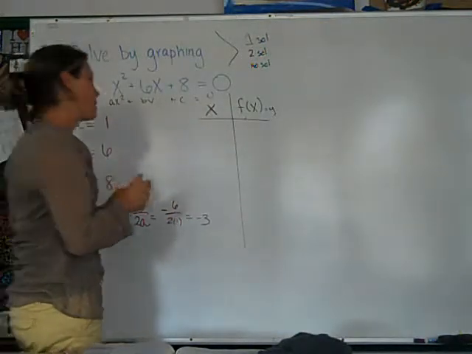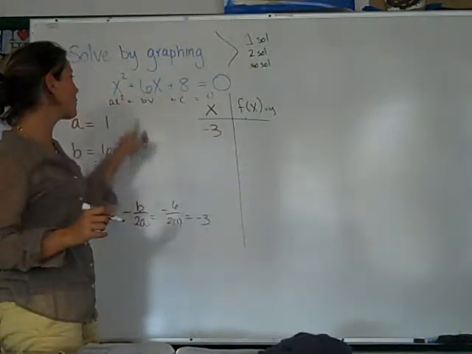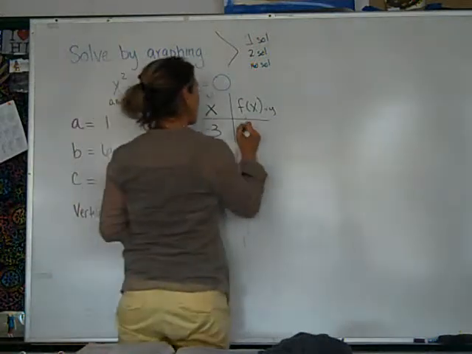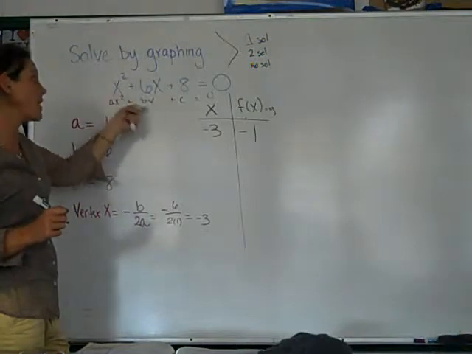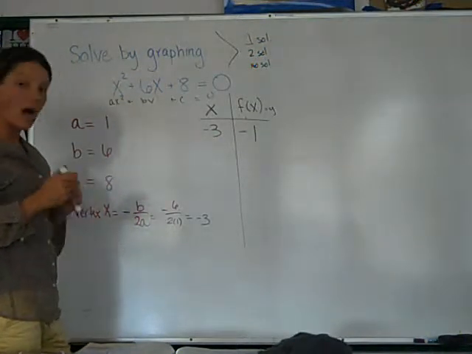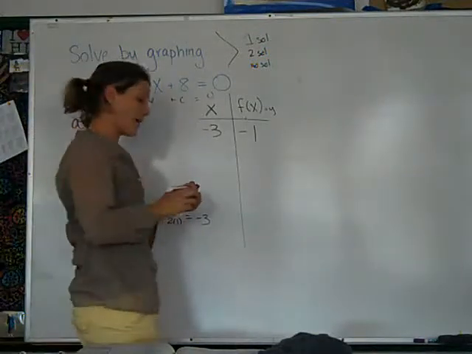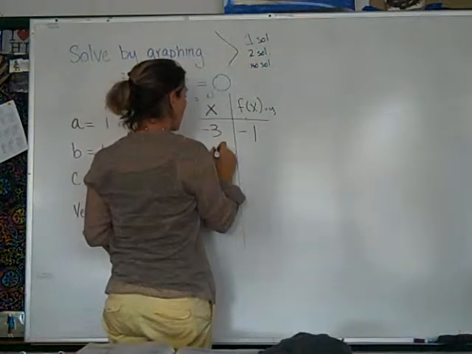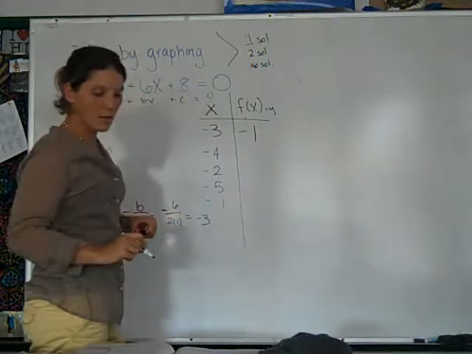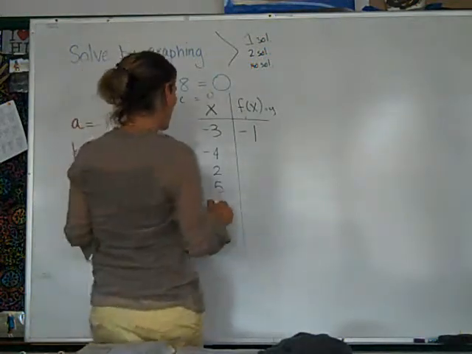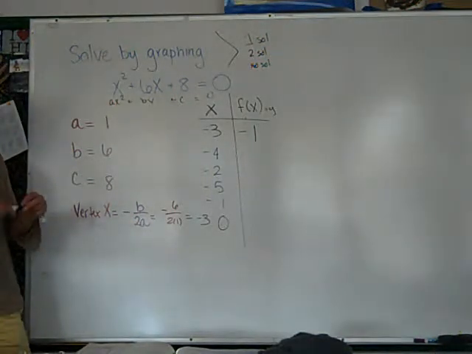I can plug that value now into my table to start generating values for y. If I plug negative 3 back into my equation, I'll end up with negative 1. Negative 3 squared is 9, 9 plus negative 18 is negative 9, plus 8 is negative 1. I know it goes up symmetrically from that, so I'm going to start choosing values on either side of that x. Let's go with negative 4, negative 2, negative 5, negative 1. We can choose more than that, but let's at least go to 0. So now just start plugging in.